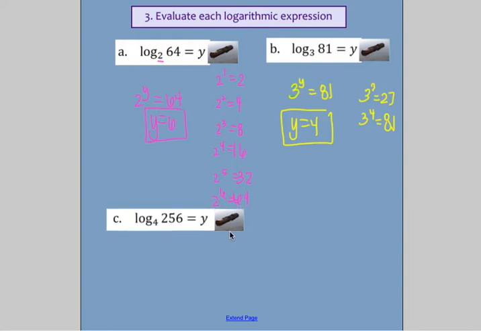Example C, it's log base 4 of 256 equals y. So my base is 4, so 4 to the y is equal to 256. You get out your calculator and you get trying, and you will find that 4 to the fourth is equal to 256. So that is example C from 3.